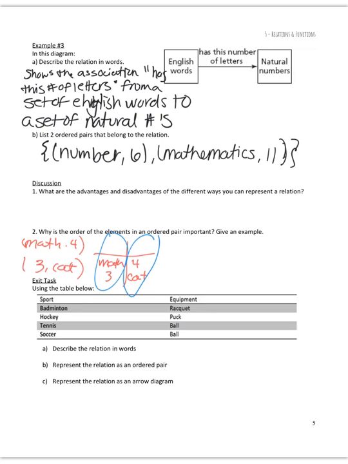Describe the relation in words here. For the exit task, represented as an ordered pair and represented as an arrow diagram. Pause it and try this now. The relation in words is a set of sports is played with, is the relationship, is played with a set of equipment. The relation as an ordered pair, you should have badminton, racket, hockey, puck, tennis, ball, soccer, ball. And then the arrow diagram should have sports in one and equipment in the other, where ball is only listed once.